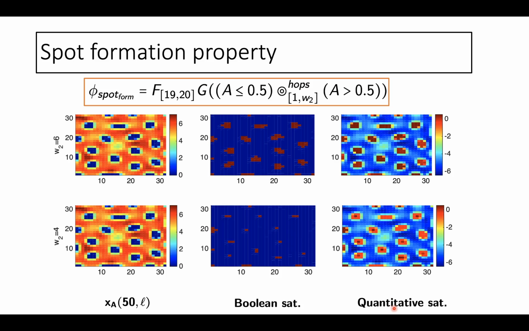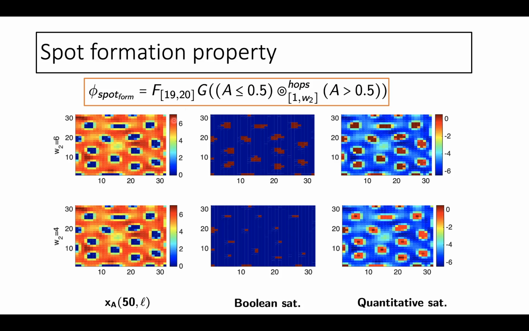Okay. As first property, we want to describe the formation of the spot. To do that, and probably you will guess it, we can use the surround operator, because it works very well to describe regions that satisfy a certain property and that are surrounded by another region that satisfy a second property. So we can describe the formation of spot using this formula.